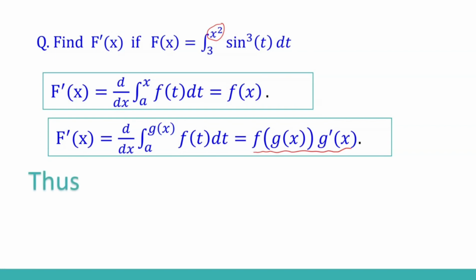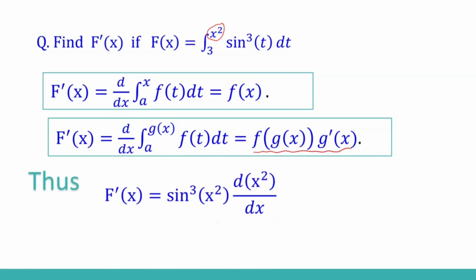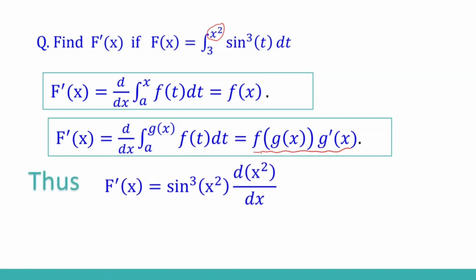So in this case, what will be our answer? Thus F'(x) is equal to f(g(x)), where g(x) is x squared and f is sin^3(t), which is replaced with g, x squared, so sin^3(x squared). And then g'(x) means the derivative of g, which is the derivative of x squared. This will give you the answer 2x sin^3(x squared).